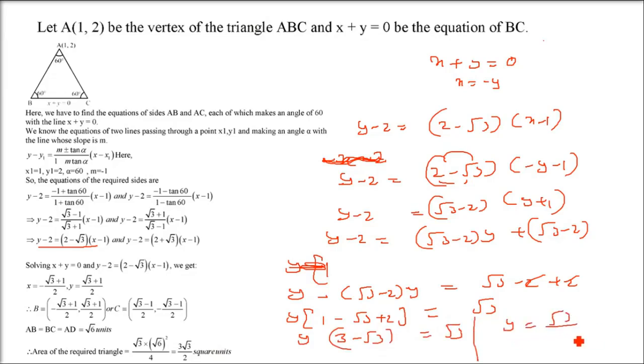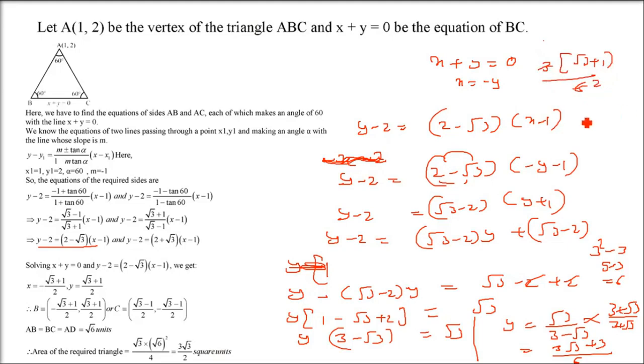So y will be root 3 by 3 minus root 3. Multiply numerator and denominator by the conjugate, 3 plus root 3. So you have root 3 into 3 is 3 root 3, root 3 root 3 is 3, and in the denominator 3 square, 9, minus root 3 square, 3. 9 minus 3 is 6. So you can take 3 common here. What do you get? Root 3 plus 1, and in the denominator 6, 3 2s are 6. So root 3 plus 1 by 2.